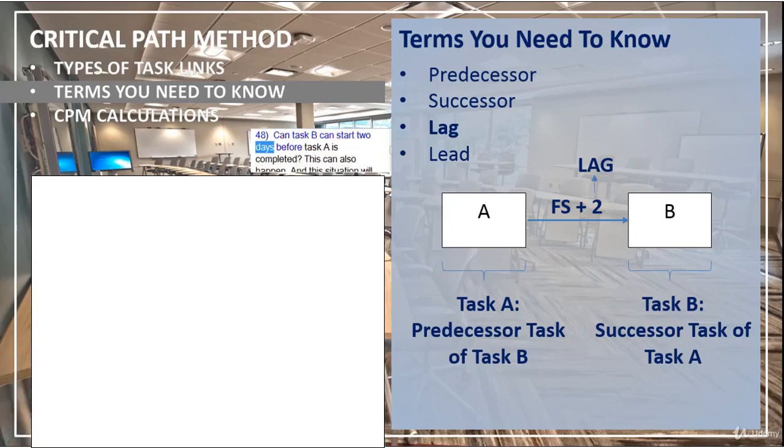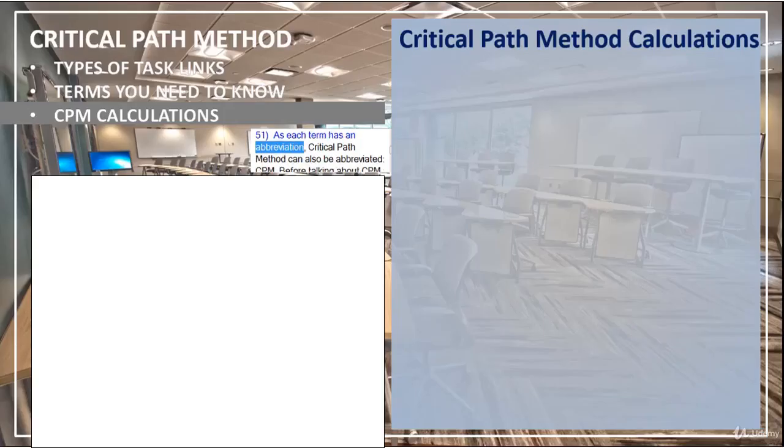Can task B start 2 days before task A is completed? This can also happen, and this situation explains our lead term. We have used a plus sign to show the lag. We use a minus sign to show the lead. Since we have learned the essential terms, we can now start our critical path method calculations lecture. As each term has an abbreviation, critical path method can also be abbreviated as CPM.